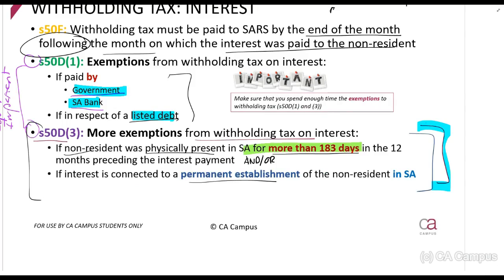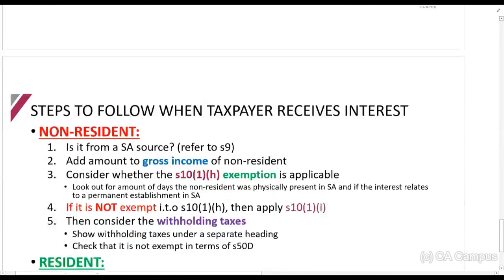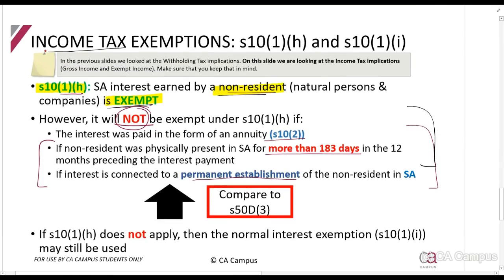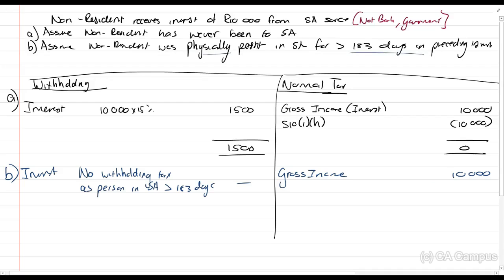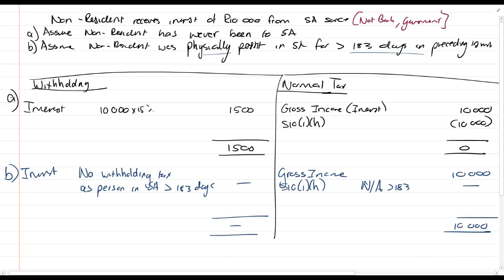What do we then know? Section 10(1)(h) says it is exempt, but it will not be exempt if the person is in South Africa for more than 183 days. So section 10(1)(h) is not applicable, because of more than 183 days. So there we go. Up to there, I just want you to see this principle before I confuse the matter. Can you see what will happen then? The effect is basically that you pay income tax and not withholding tax.